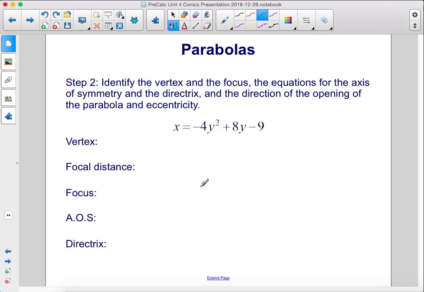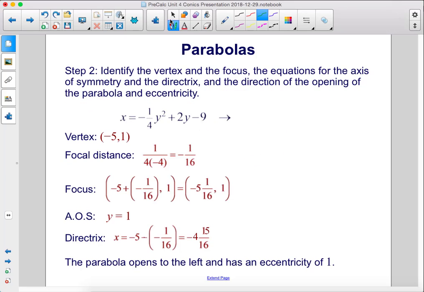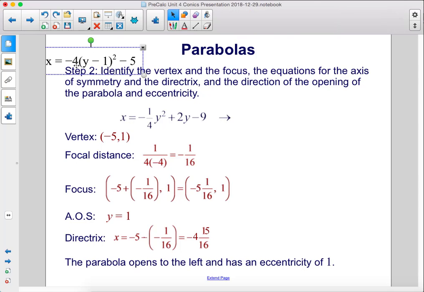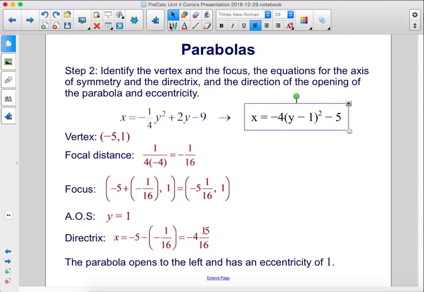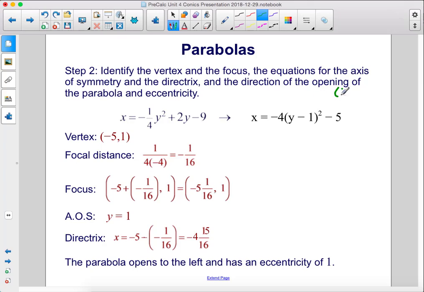Step 2. Identify the vertex and the focus, the equations for the axis of symmetry and the directrix, and the direction of the opening of the parabola and eccentricity. All right, so in step 1, we converted this into vertex form. So I'm just going to paste that in here. The vertex is at h, k. Because this is x as a function of y, this is k and this is h. So h is -5 and k is +1. Therefore, the vertex is at -5, 1.